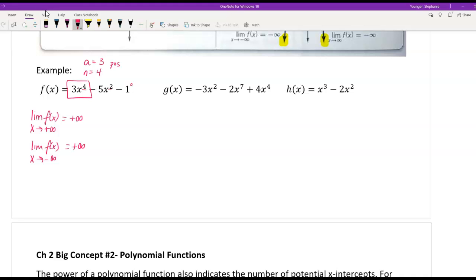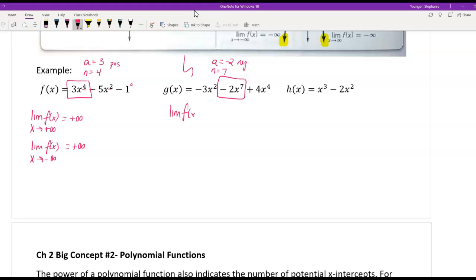All right, so here we have negative 3x squared minus 2x to the 7th plus 4x to the 4th. Which one is our leading term? If you said negative 2x to the 7th, you would be right. So in this case, a is negative 2. So no matter what, I know I'm going to be switching my direction, and n is 7. So it's that cubic shape, but it is reflected across that y-axis instead. So it's going to have that basic shape.